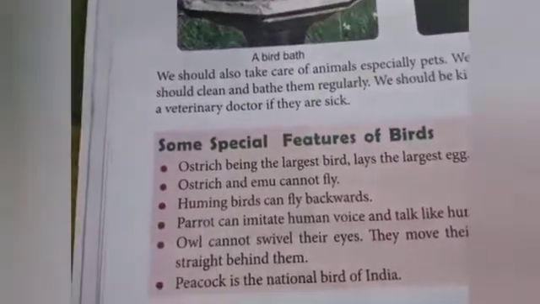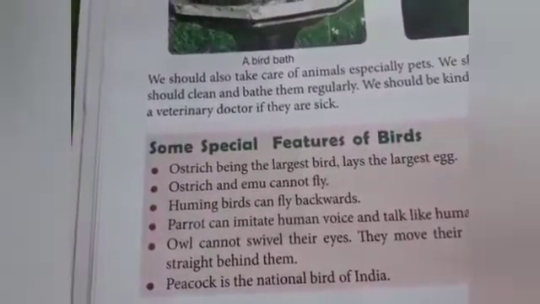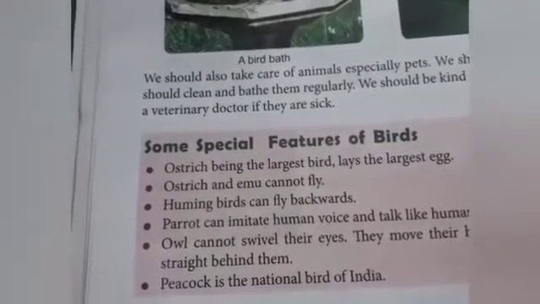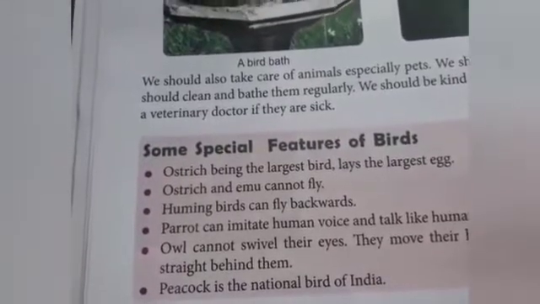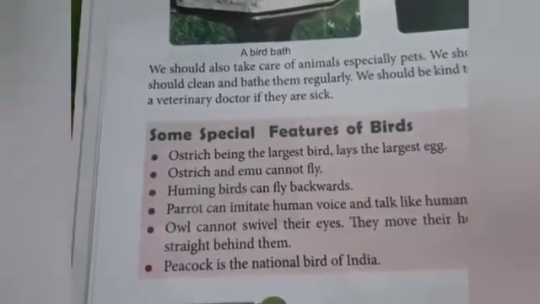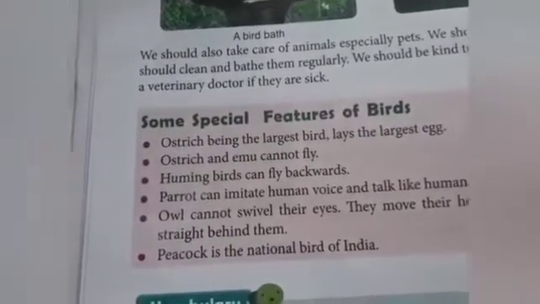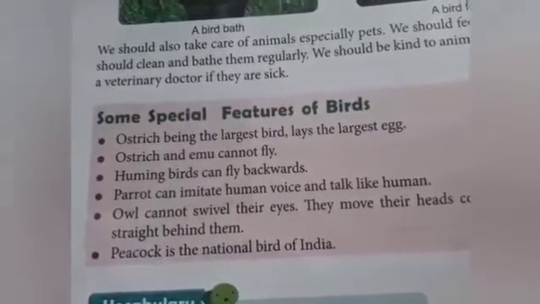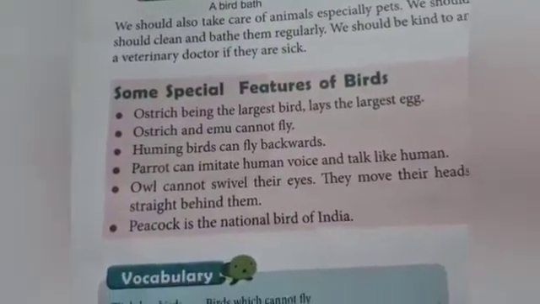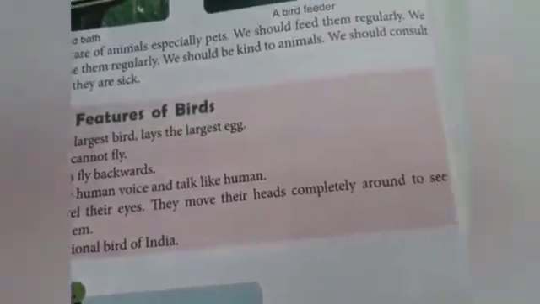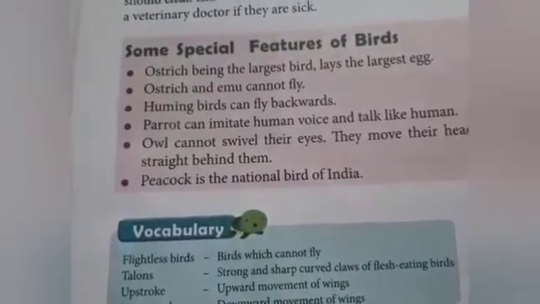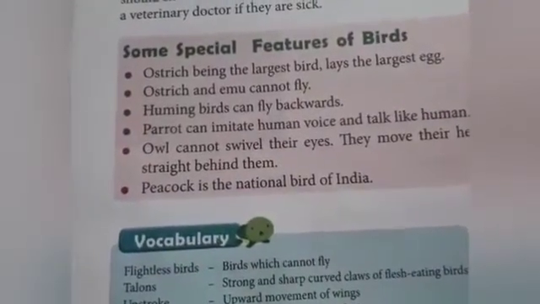Now some special features of birds. Number 1, ostrich being the largest bird lays the largest egg. Number 2, ostrich and emu cannot fly. Number 3, hummingbirds can fly backwards. Number 4, parrot can imitate human voice and talk like humans. Number 5, owls cannot swivel their eyes. They move their heads completely around to see straight behind them. Number 6, peacock is the national bird of India.